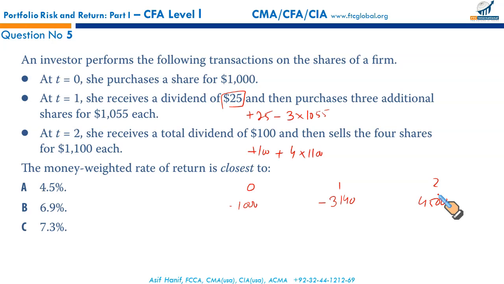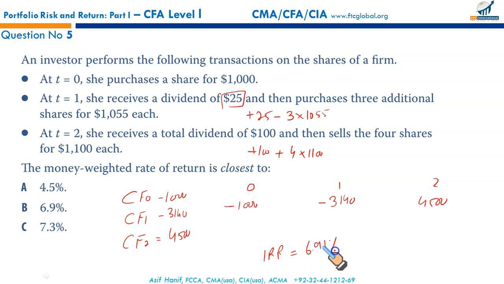So you can use the TVM and discounting function of your financial calculator, so you will be able to calculate this quite easily. So let me write this down. Your cash flow at year 0 is negative 1,000. Your cash flow at year 1 is negative 3,140, and the cash flow at the end of year 2 is 4,500. So when you use the TVM, you will get your IRR, which would be approximately equal to 6.91%. So that gives you B as the correct option.